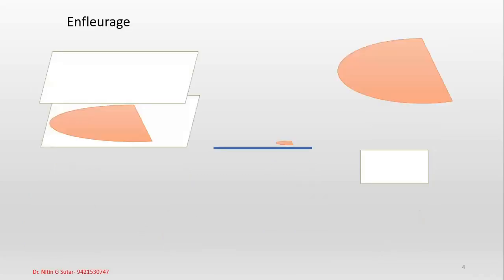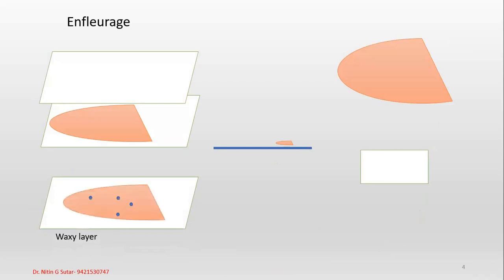Next one is the most interesting method, the enfleurage method, where volatile oils that are affected by temperature are handled. For this method we require a waxy layer. This is the waxy layer. Over that waxy layer we have to spread flower petals containing volatile oils, such as rose petals.